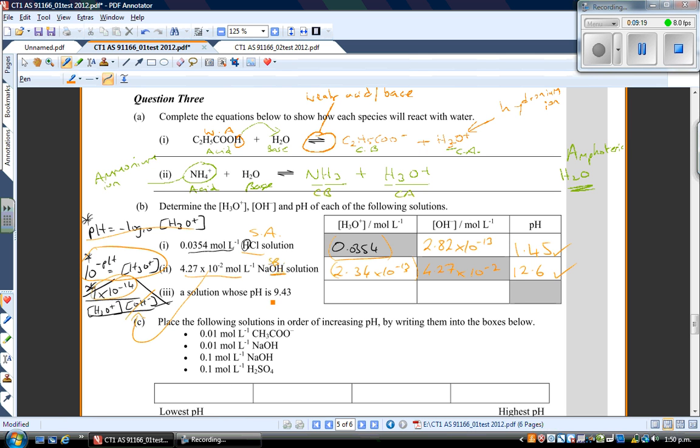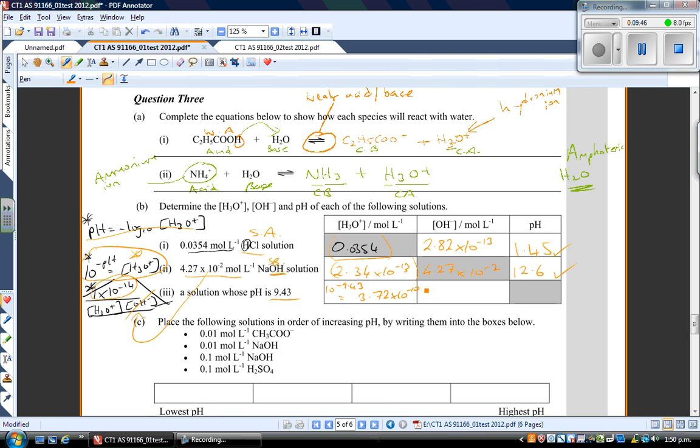We're given the pH of 9.43, and if you want to work out the concentration of H3O+, then it's 10 to the minus 9.43 using the second equation here, and that will give you an answer. If I just go to my other sheet here, that will give you an answer of 3.72 by 10 to the minus 10 moles per liter of hydronium ions.